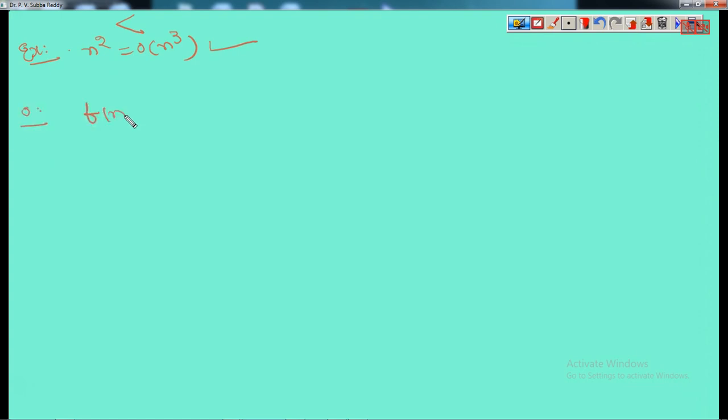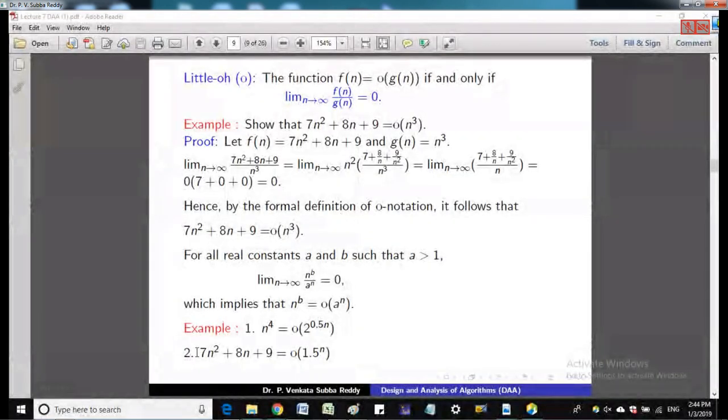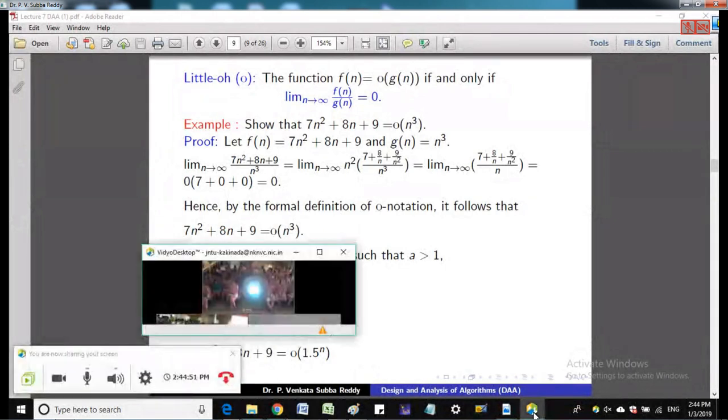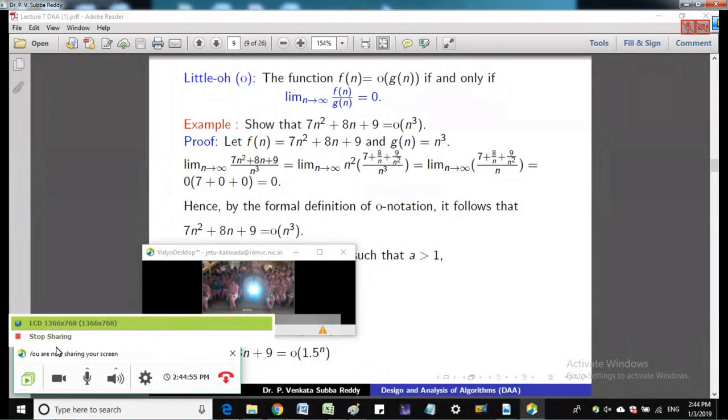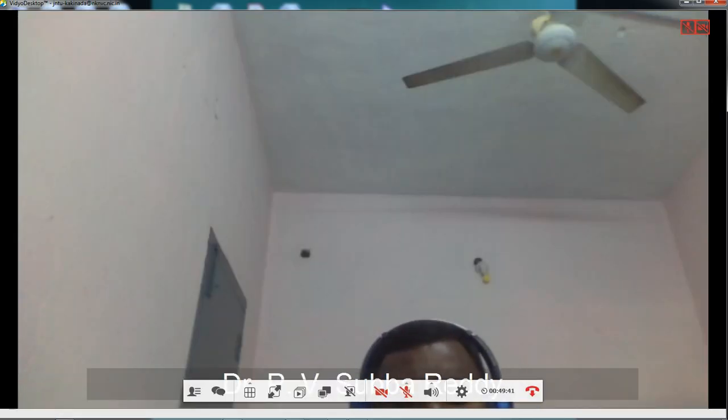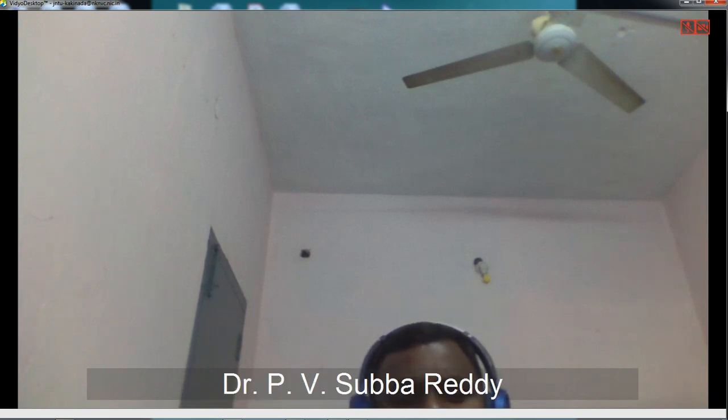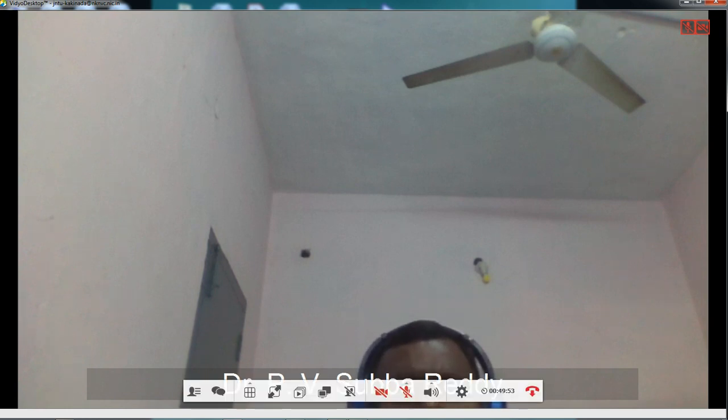So one way of defining little o is this. We say that f of n is little o of g of n if and only if limit n tends to infinity f of n by g of n equals to, can you guess what is the value of this? I have already given an example also. That is n square is little o of n cube. f of n is n square, g of n is n cube.